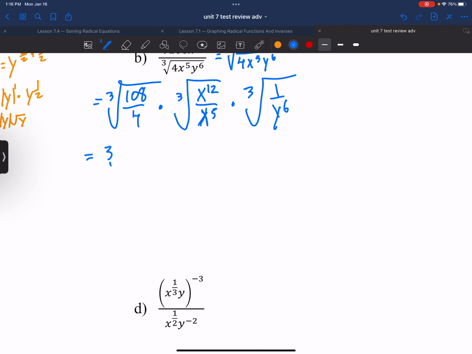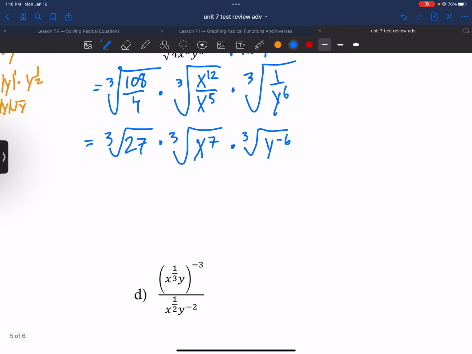Wow, that's just beautiful, isn't it? Cube root of 27. Oh, that's just perfect. Times cube root of, you see I've got 12 x's on top and 5 x's on bottom. That means I have 7 x's in the numerator because 5 of those cancel. And then times cube root of, let's call this y to the negative 6. Why not? Okay. And so now I'll split this up.